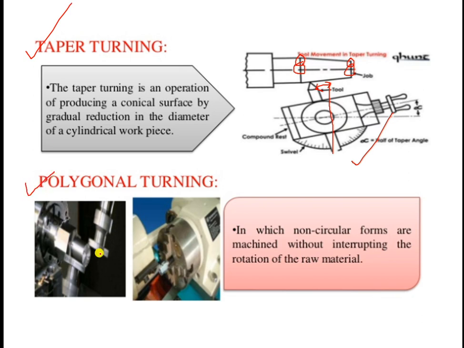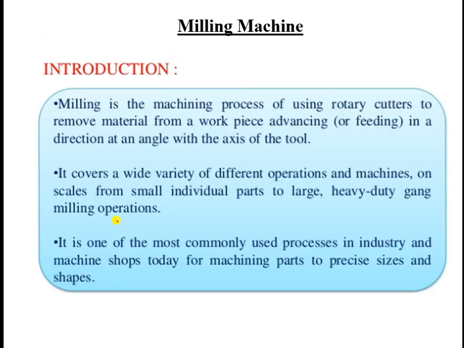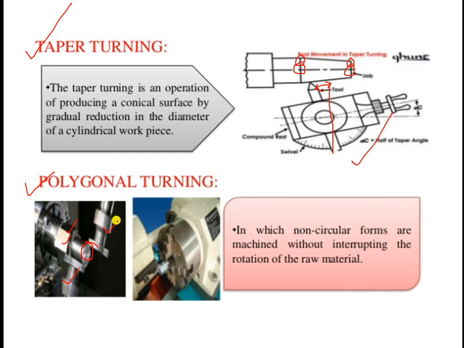Polygonal turning is actually a process where the raw material can be given a hexagonal structure or pentagonal structure. That polygonal cutting will be obtained with the help of different tooling arrangements. You can see that here. Just try to remember these are the various operations which can be carried out on this lathe machine.